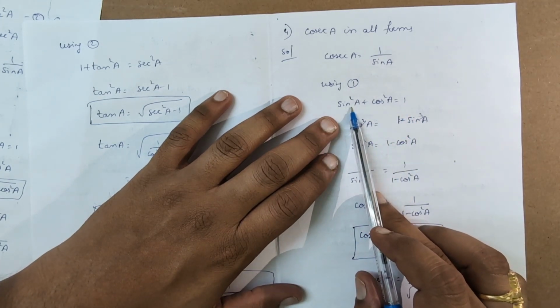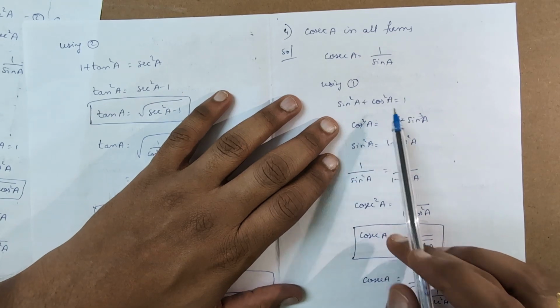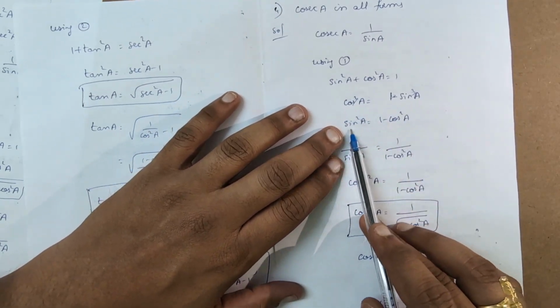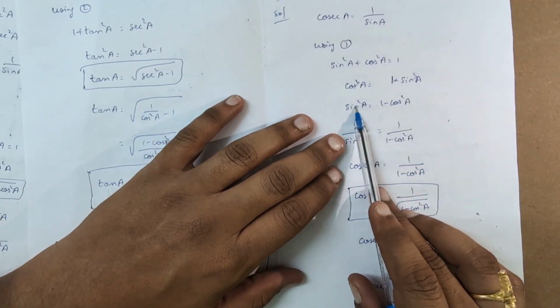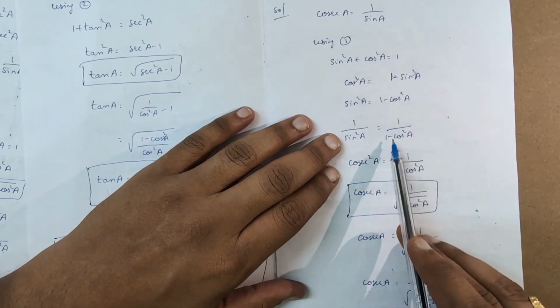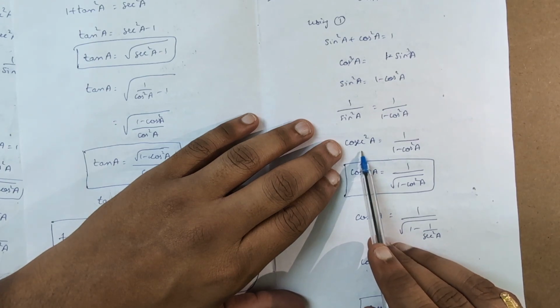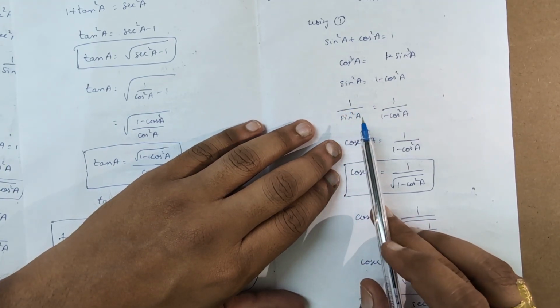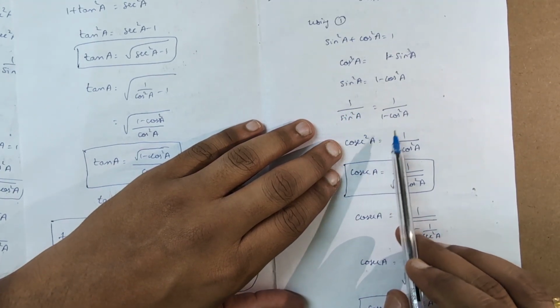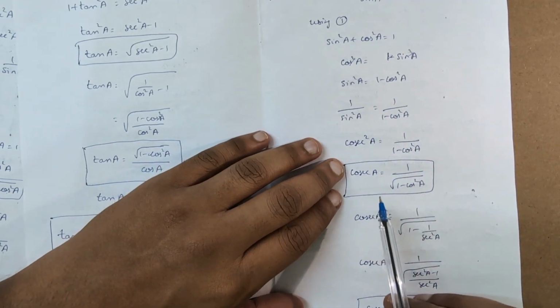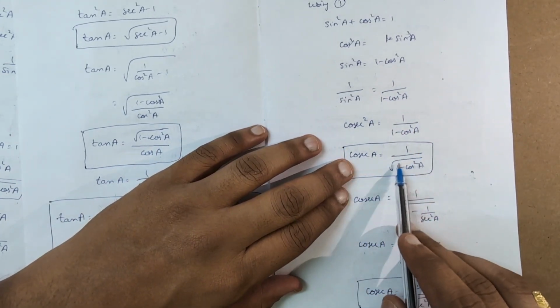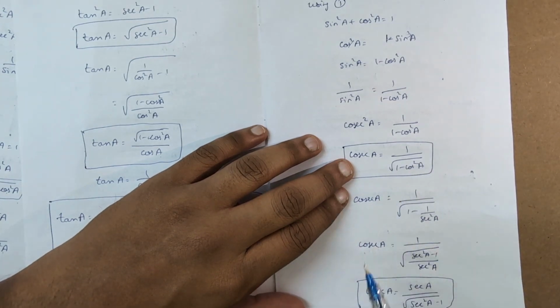Okay, so from here I am finding cosecant A in terms of sine A. So cos square A plus sin square A equals 1, so sin square A equals 1 minus cos square A. Taking the inverse, 1 by sin square A equals 1 by 1 minus cos square A. Sin inverse is cosecant, so 1 by sin square A can be written as cosecant square A equals 1 by 1 minus cos square A. So cosecant A equals 1 by root of 1 minus cos square A.